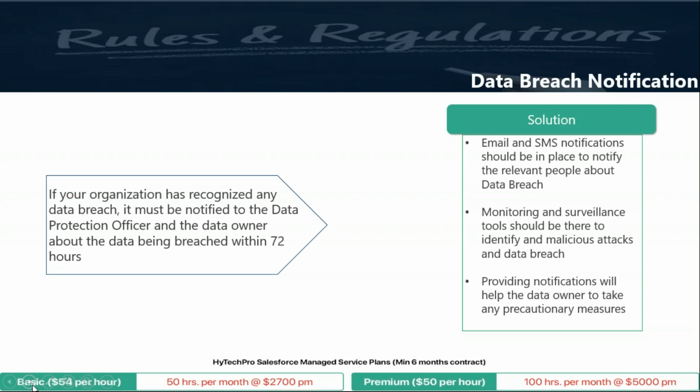Now the question is, how do you do that? How do you know that the data breach has occurred? And how do you actually send the notifications? Unless you have set up email and SMS notifications in your system. So make sure that there are triggers and notifications present in your system which fire emails or SMSs to the data protection officer or to the owner of the data in case of data breach.